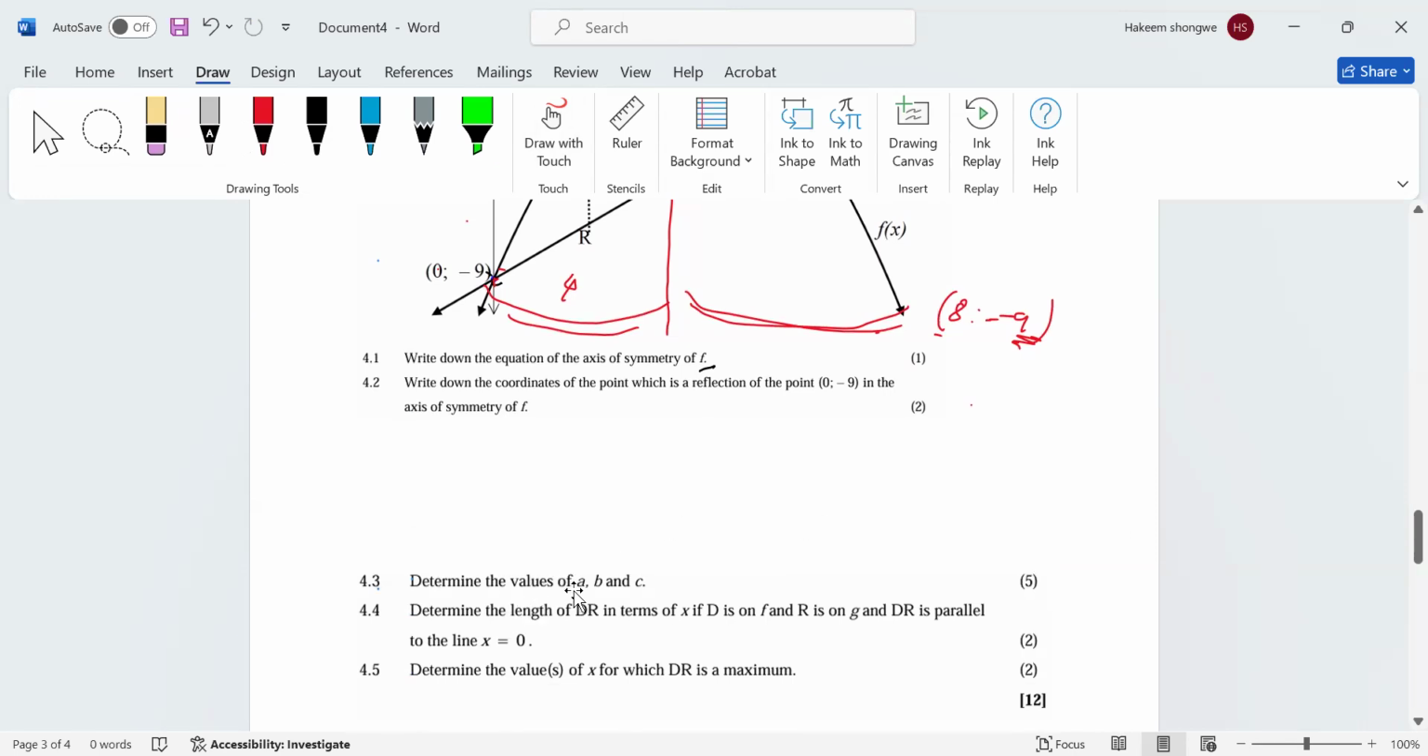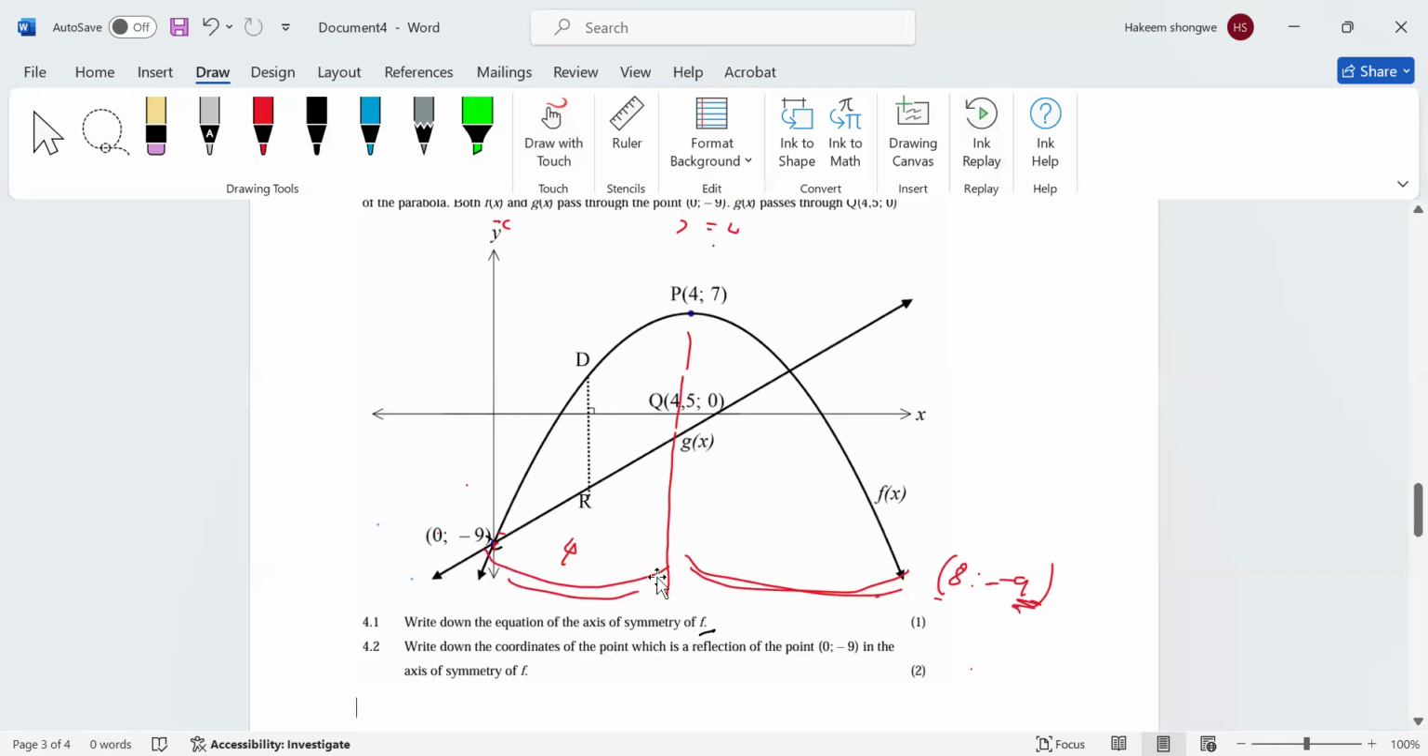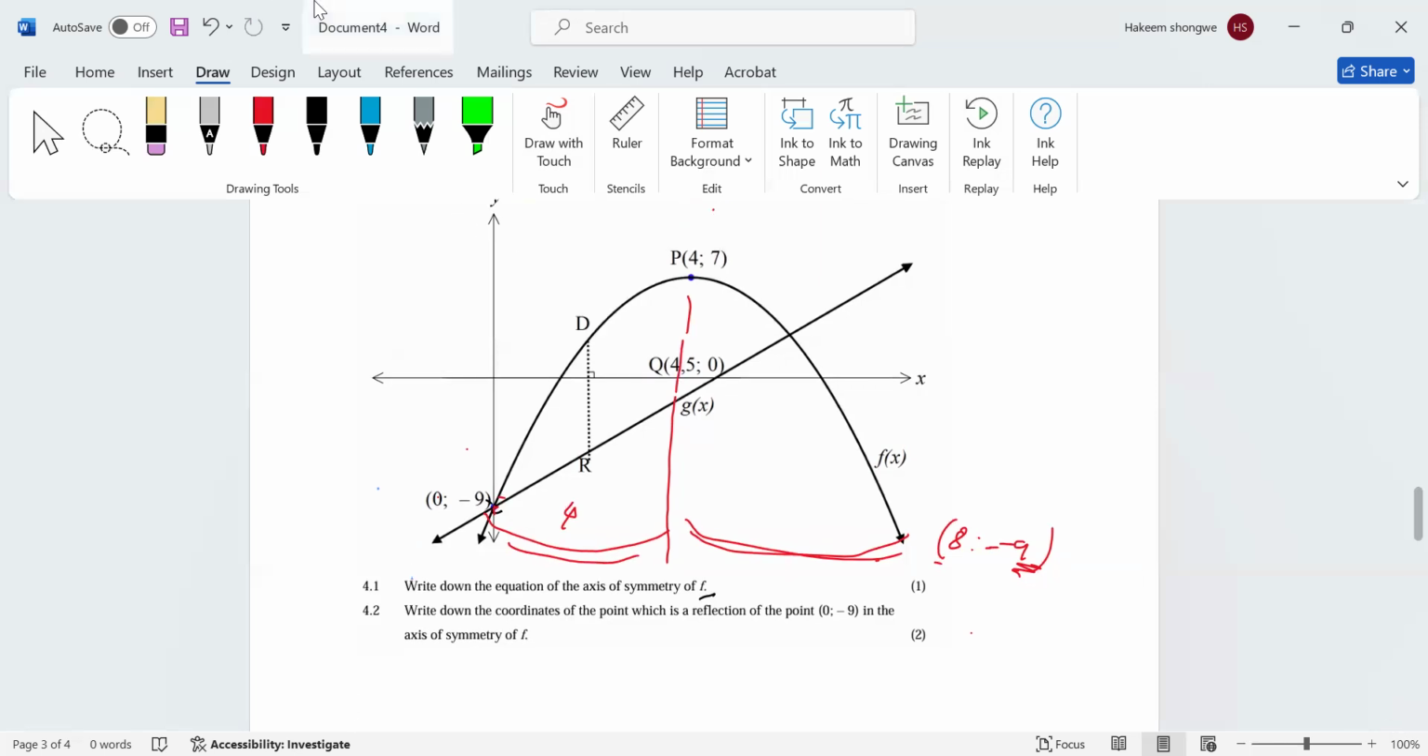So the question 4.3 says determine the values of a, b, and c. Sure, then we're going to collect the data. Here on the graph we know the point on the y-axis, which is (0, -9) again. Then the point on the x-axis, which is (4.5, 0), is for the straight line. We don't need it for this one.